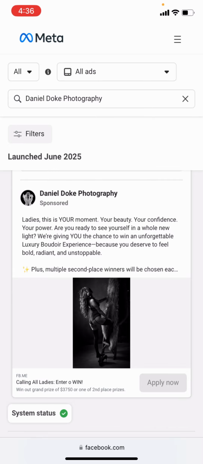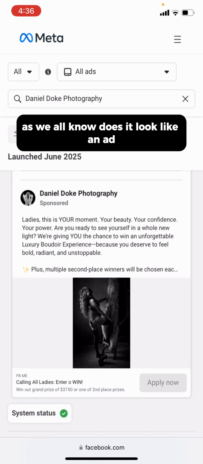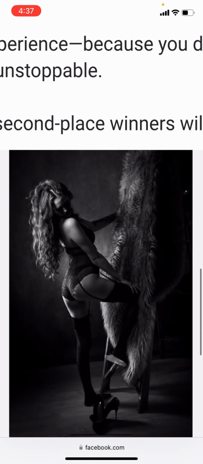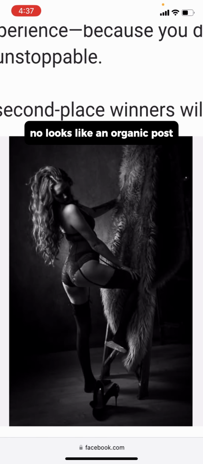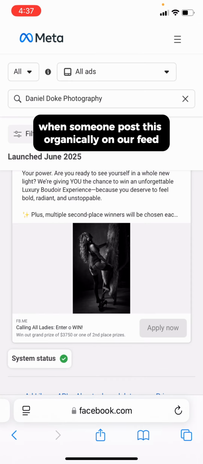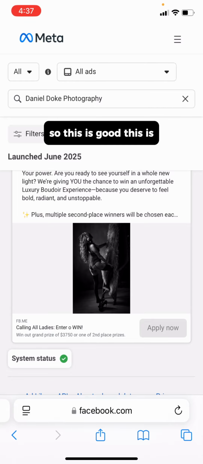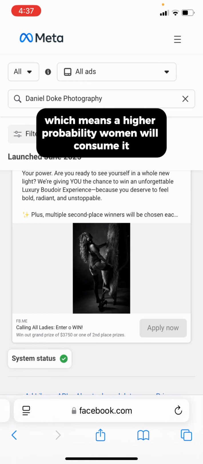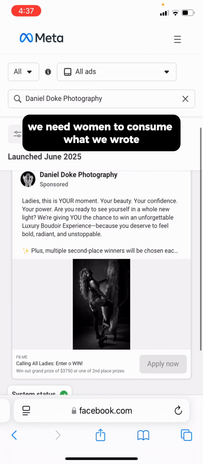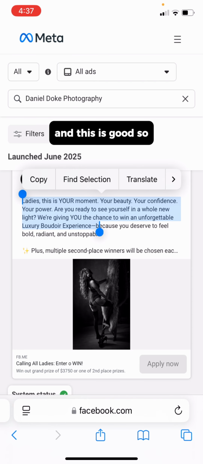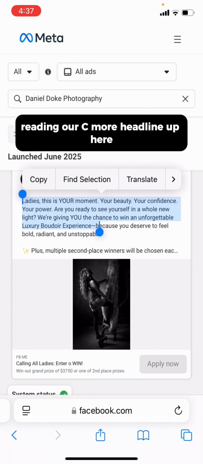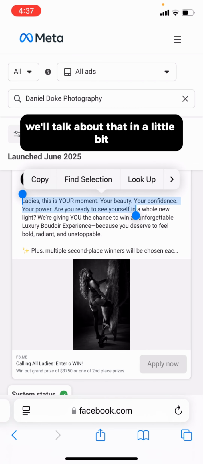First one, as we all know: does it look like an ad? So, does our creative, does our picture look like an ad? No, it looks like an organic post. I'm just really looking to see, is there text on it? Yeah, I could see someone posting this organically on our feed, so this is good. This means it'll look more like an organic post, which means a higher probability women will consume it. We need women to consume what we wrote. And this is good. With organic posts, we have more women coming through reading our see more headline up here at top, 2 3/4 lines. We'll talk about that in a little bit.